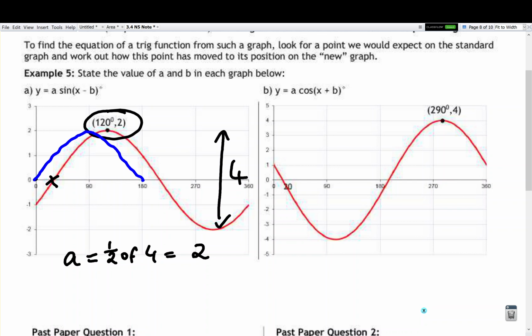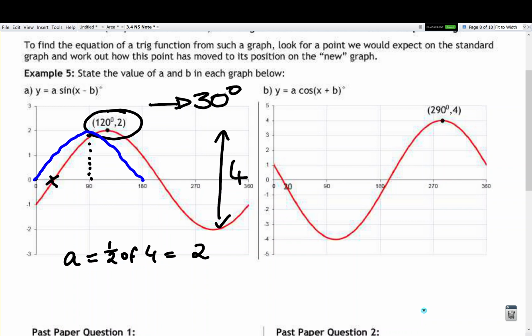So normally the maximum would be at an x direction of 90, and now it's at an x direction of 120, so the graph has been shifted 30 degrees to the right. So I can mark that on, that it's been shifted 30 degrees to the right. Now, here's the confusing bit, because remember, if it's a minus in the bracket, it means it gets shifted to the right. So it's not plus 30, it's actually x minus 30.